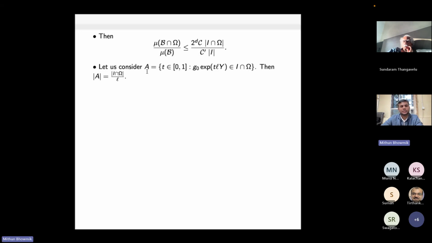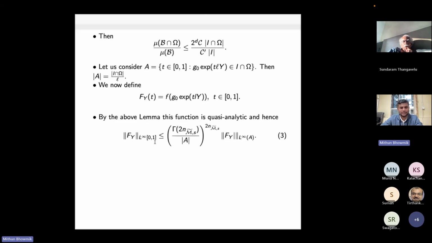Then I'll consider those sets A for which this geodesic curve segment lies in this set. Then its measure will be this. Then I'll define a function by taking the projection of the function on this segment. Using that lemma, this function is quasi-analytic in the Euclidean sense, and we can dominate its L infinity norm on [0,1] by its L infinity norm on the set A.